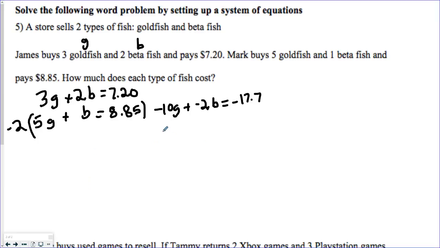And then I'm going to do the same thing to the top. I'm just going to keep the top the same, actually. I don't need to multiply anything to the top because the b is already set up for me. So 3g plus 2b. I like to keep my equations top and bottom like this, though, because it makes the adding part a little easier.